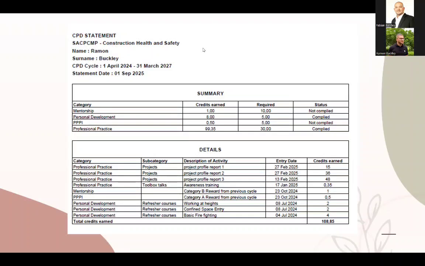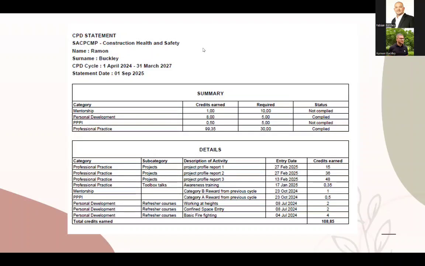So I'm not too sure why they mentioned it or described it in that manner. Then you've got your PPPI under description of activity. They also mention once again previous cycle, the 23rd of October 2024, they've given me 0.5 credits. I believe that this was the PPPI, the construction regulations that they had uploaded onto their CPD portal that I had gone over. That's what they allocated me those 0.5 points for. It was a webinar that they had conducted.